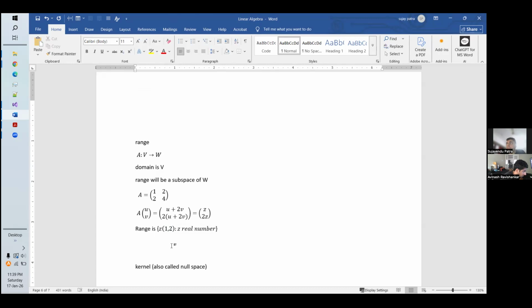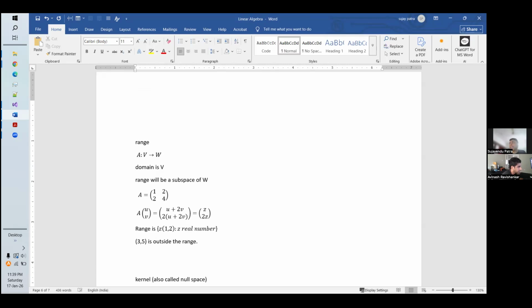You cannot choose u and v such that the output will be 3 comma 5, because 5 is not double of 3. So we will say that 3 comma 5 is outside the range. Oh, now that makes sense.